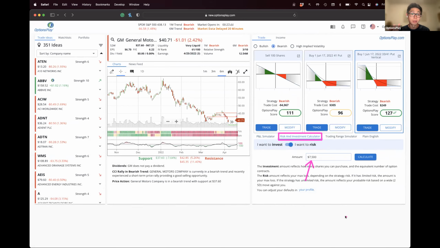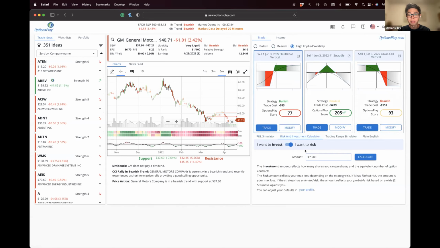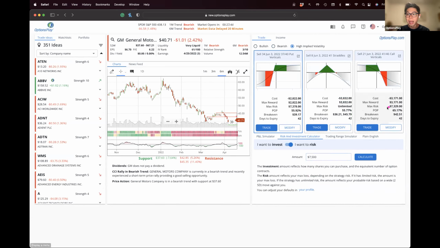So 3% of a $250,000 portfolio is $7,500. All you have to do is click on the calculate button, and it will calculate the appropriate number of contracts that you can purchase for the strategy you are viewing at that particular time. Whether you're trading debit spreads or selling credit spreads, all you have to do is go to the risk and investment calculator and click on the calculate button. The $7,500 will be defaulted for you based on your portfolio settings, and you will know exactly how many contracts to enter in this particular trade where your max risk is around the $7,500 level.